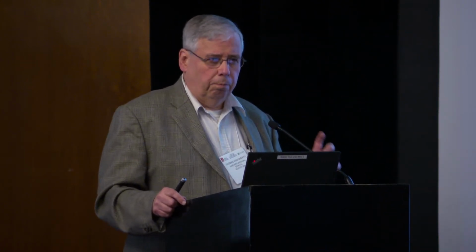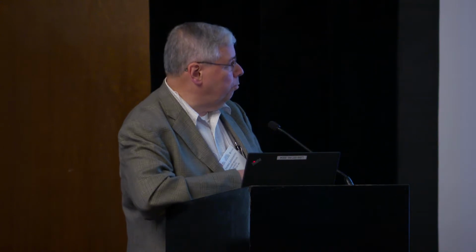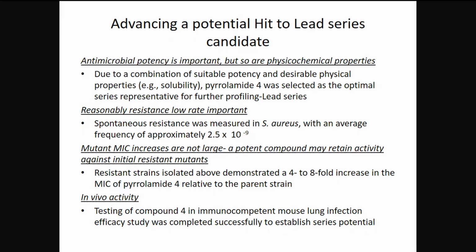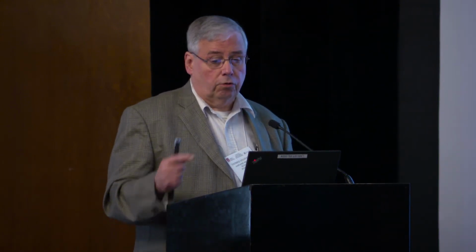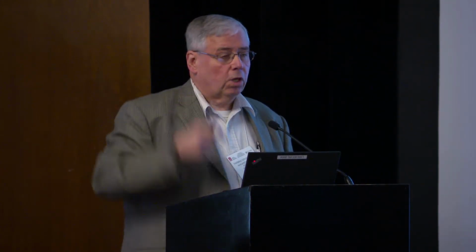One of the things I often see people talk about, though, is, oh, I had a low resistance rate. And the other parameter that no one ever talks about, and it's important, is what is the size of the increase when you do get a mutant? And in this case, what we saw is a 4 to 8-fold increase in the MIC of the pyrrolamide. Now, I've seen programs where people have had really potent compounds, but as soon as they get a mutant, it goes from 0.5 to greater than 128 in one step. That's not what you want.